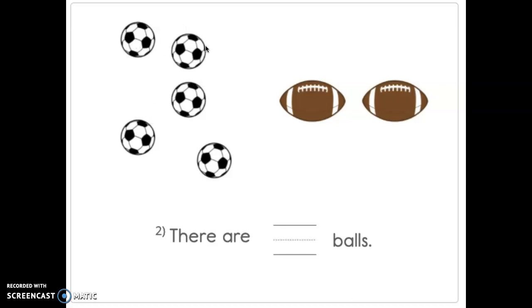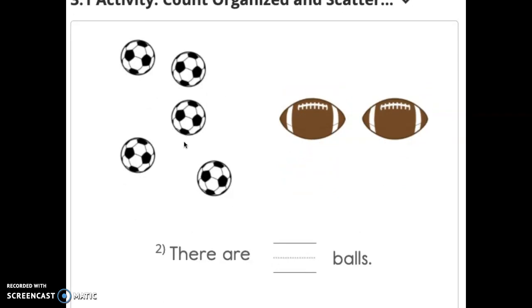So for this one, we would start with here, and we would count 1, 2, 3, 4, 5 soccer balls, and 1, 2 footballs. So we'd write 5 plus sign 2 equals. And then we'd have to figure out how much 5 plus 2 equals. Because I know this is 5, I'm not going to count these again. I'm going to count on from there. So 5, 6, 7. I'm going to write the number 7 right down here.